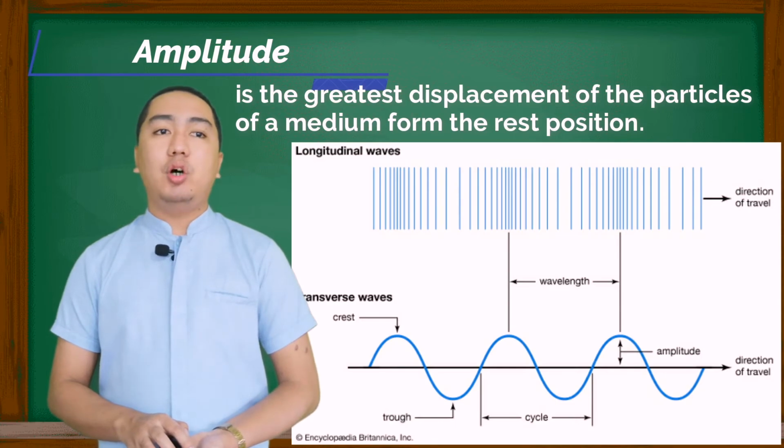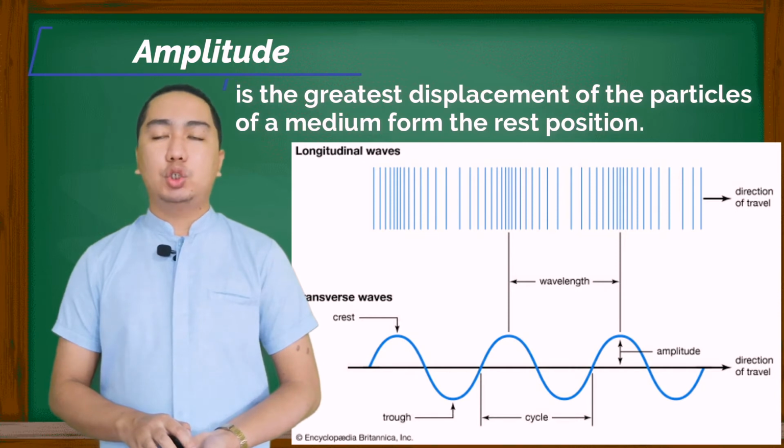The amplitude of a transverse wave is measured by the distance from the rest position to a crest or a trough. The amplitude of a longitudinal wave is measured by how compressed its medium is. The more compressed the particles are, the greater the amplitude.